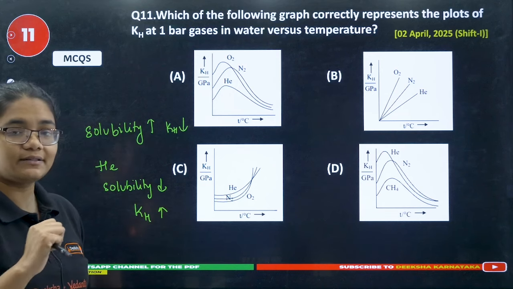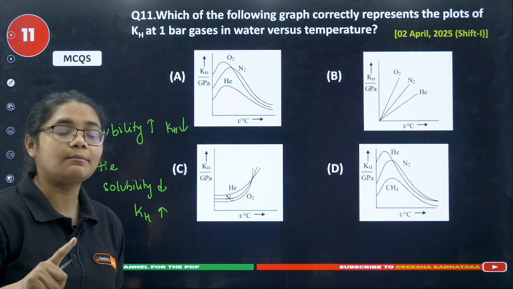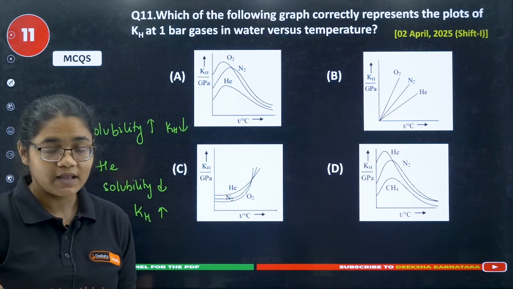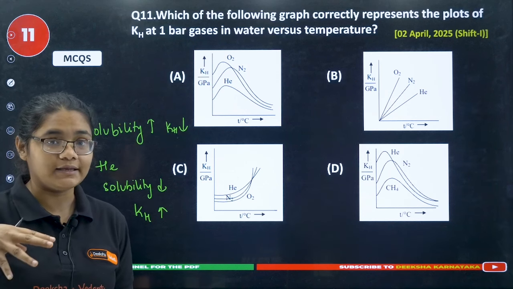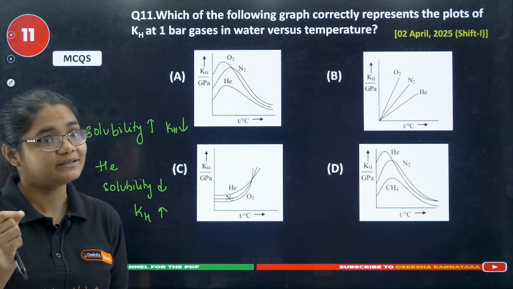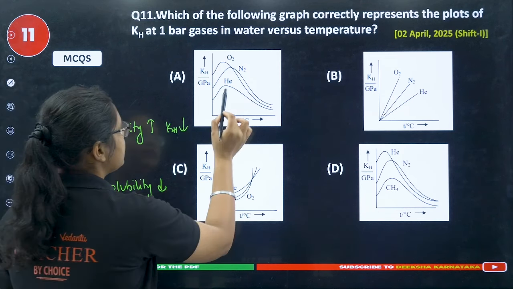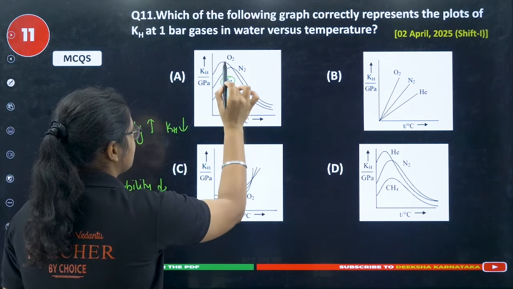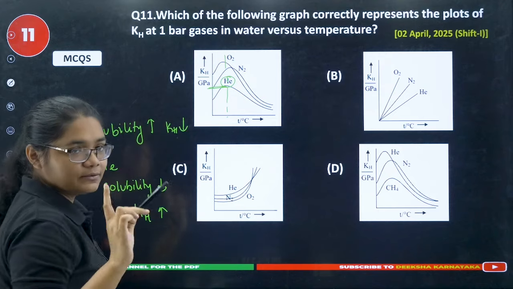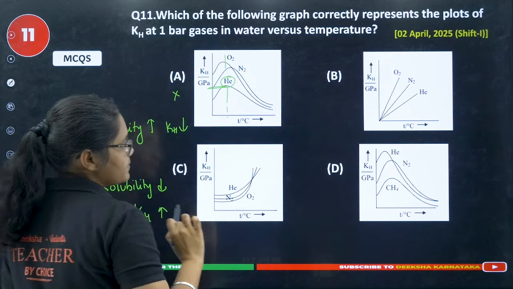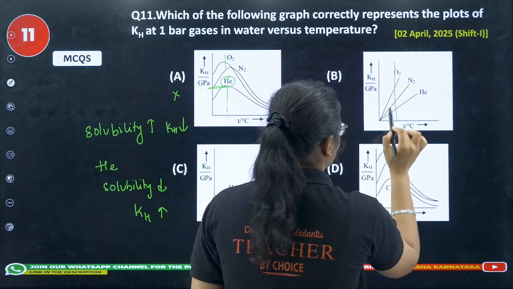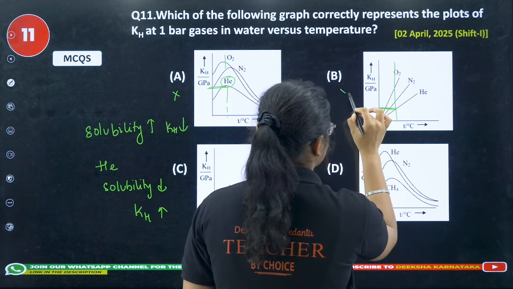Now where did we study that? If you remember, when we studied the application of Henry's law, in scuba diving we add helium because the solubility of helium is less, so it should have a high KH value at any particular temperature. But here you see, suppose I take this as a temperature, the helium KH value is the least, so this option is wrong. Similarly, if I consider this particular temperature, the helium KH value is the least, this is wrong.